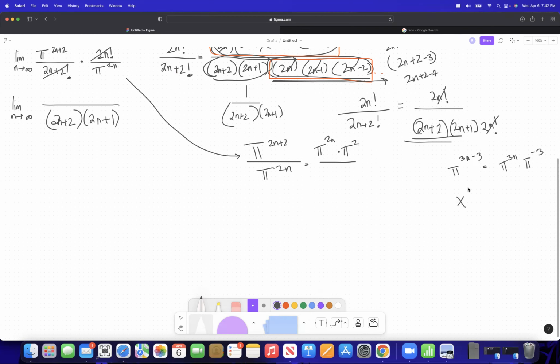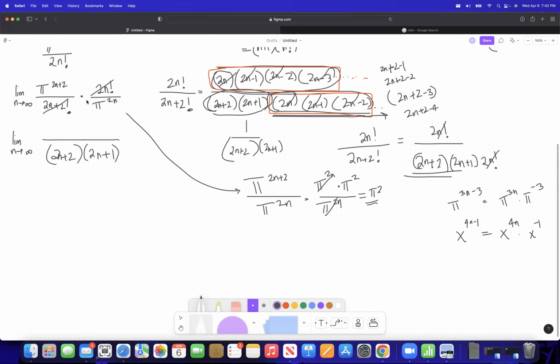And this works for everything. If I had, you know, x to the 4n minus 1, well, that's just x to the 4n times x to the minus 1, because when I add them, I do 4n plus minus 1, which becomes 4n minus 1. So I get the original back. So I broke this up in the same way. I said pi to the 2n plus 2 was pi to the 2n times pi to the 2. And then in the bottom here, I have pi to the 2n. So these cancel out, and I'm left with pi squared, right?